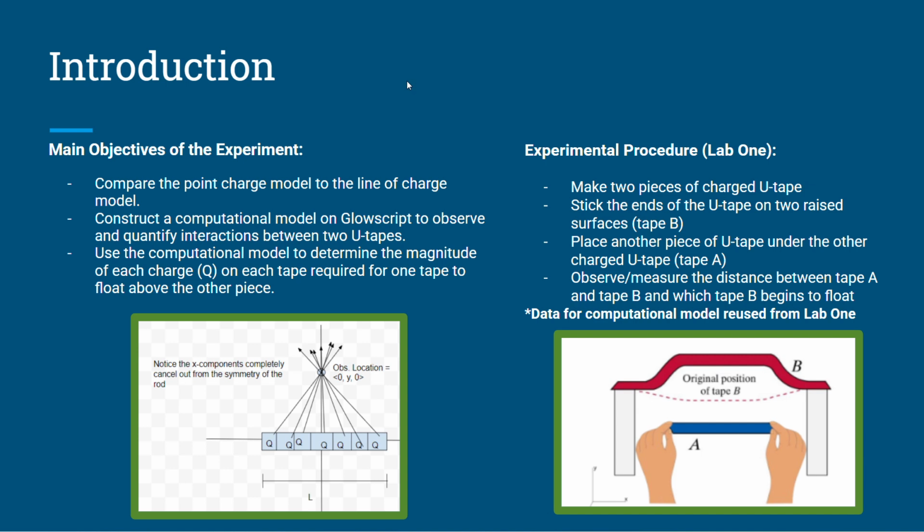And then for the experimental procedure from Lab 1, I just included it because we're using the same data from Lab 1 to construct our computational model. So that's the experimental procedure as a reminder, and a picture of the floating experiment that we're discussing.